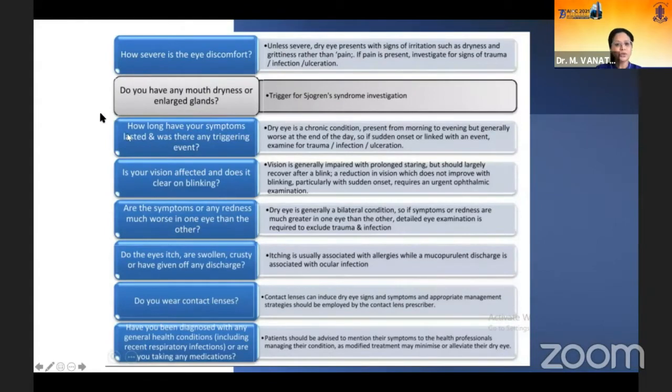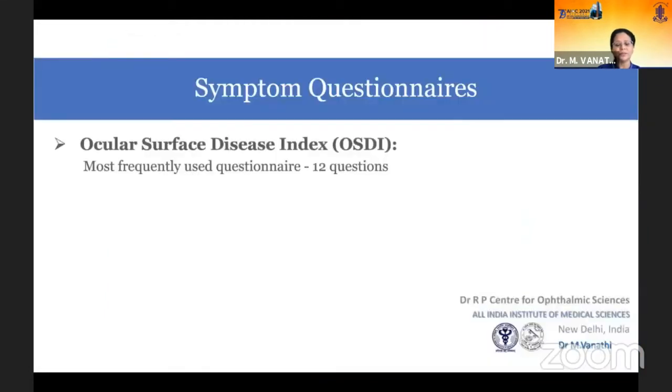So we'll just move on to the diagnostics part of dry eye disease here. And the DEWS II recommendations give you a triage of about 8 questions or so, which you would like to direct to your patients. And these questions help you to identify the causative risk factors which are probably responsible for the etiology of the dry eye disease in your particular patient.